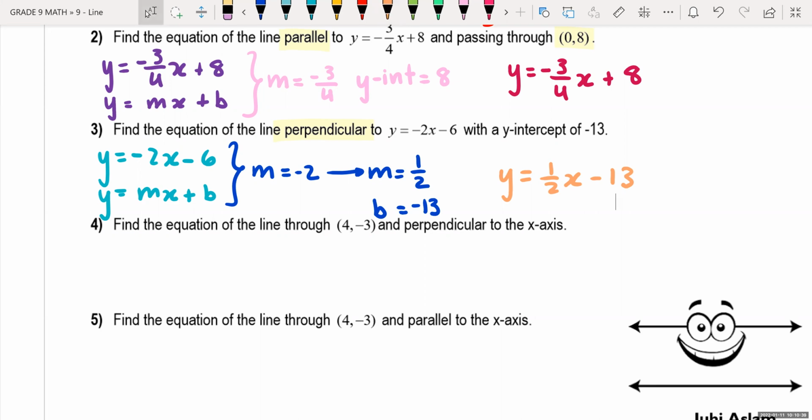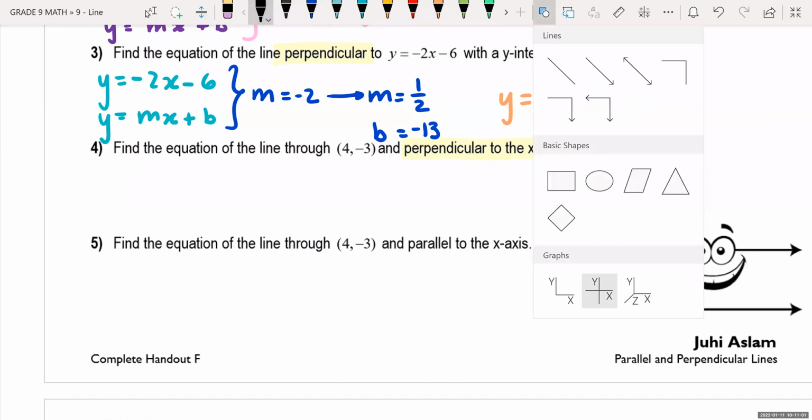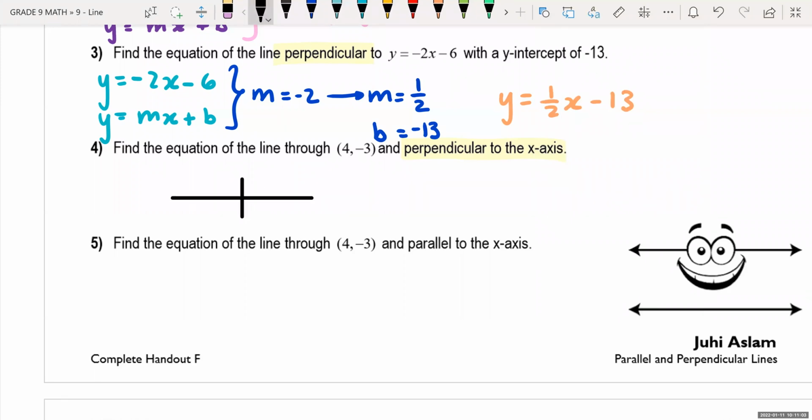Okay, question 4 and 5. It says find the equation of the line through 4 comma negative 3 and perpendicular to the x-axis. You guys, whenever you see the words perpendicular or parallel to an axis, you can't do any math for it, like calculations. The best you can do is draw a picture. So just like our lesson before, kind of trying to tie in both of those lessons, we're going to draw a picture and see what's happening.